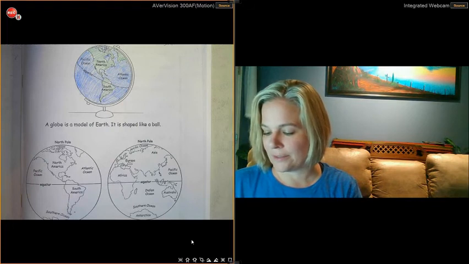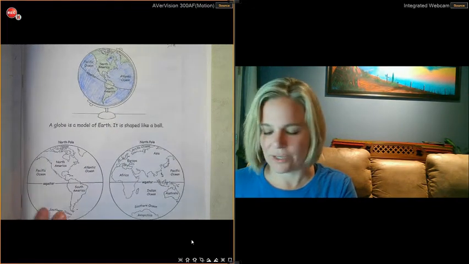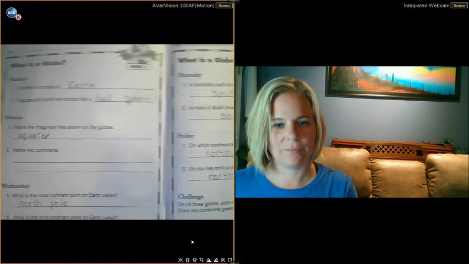When you're all done, load it up into Seesaw. And then you can take pictures of all three pages. You can show me that you colored them. You can take pictures of both of the pages in here.